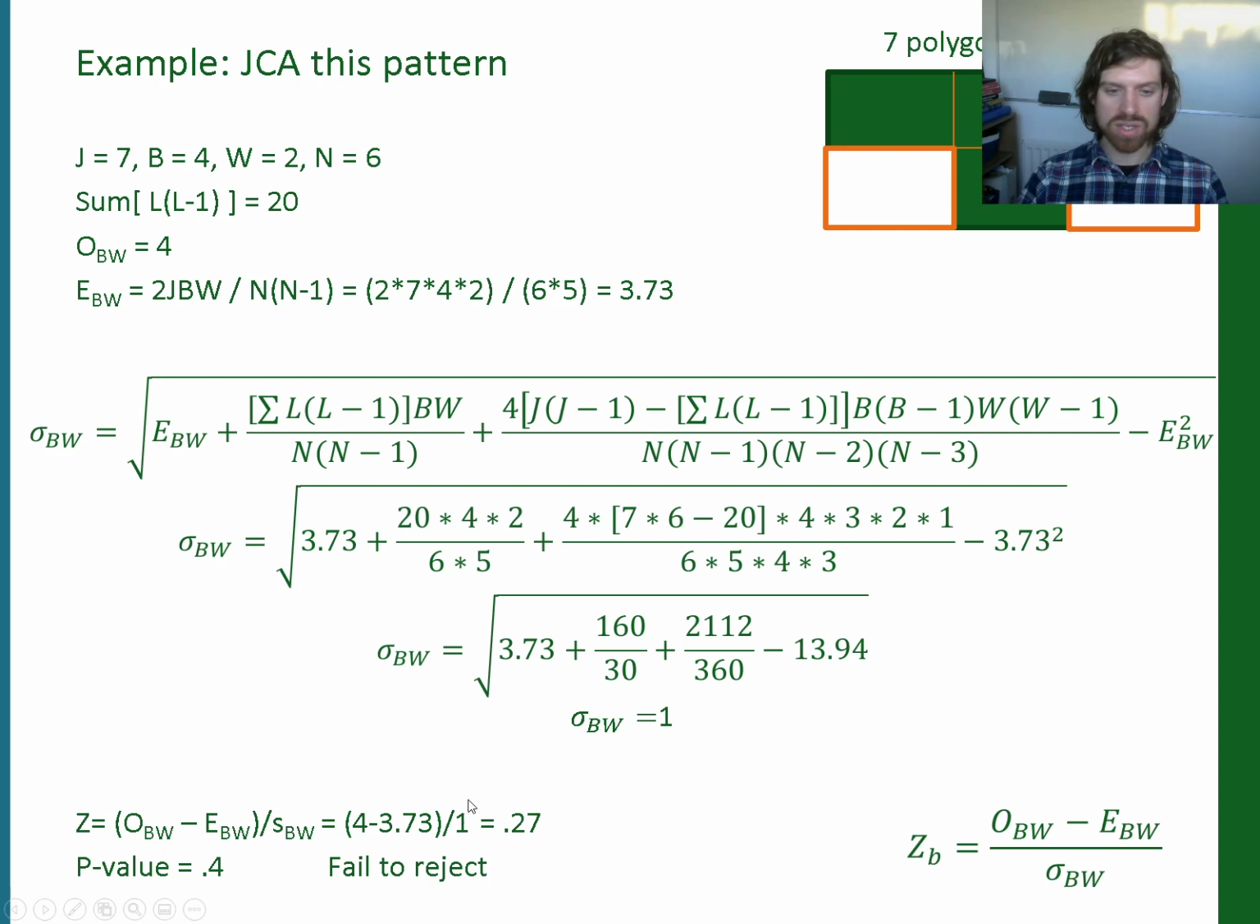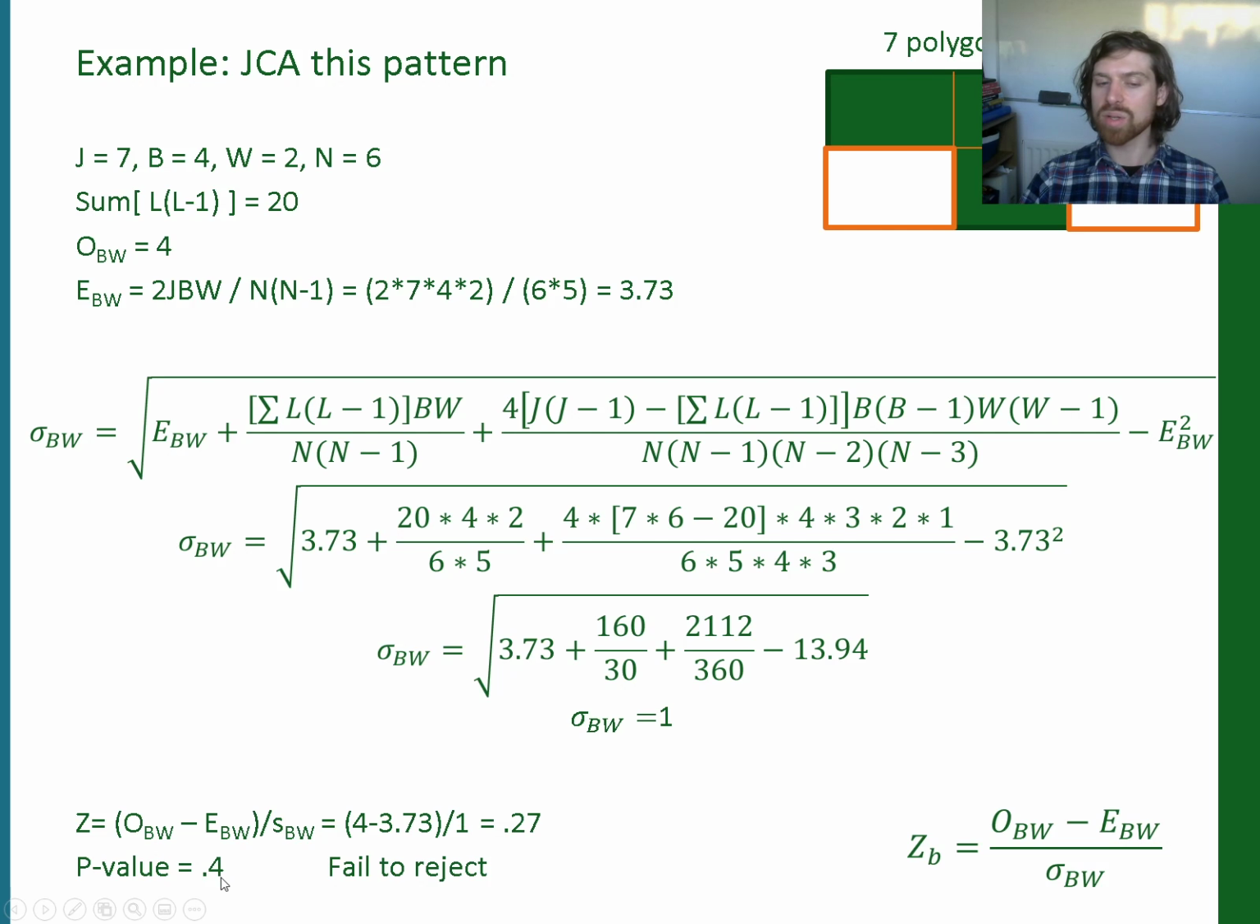And just down here, what we try to do is calculate the z statistic. So we need the OBW minus the EBW, divided by the standard error. Well, we have 4 here for the observed black and white joins. We have the expected black and white joins, which is 3.73, which we calculated using this statistic just here. And then when we run through that with the standard error of the joins, what we get is 0.27. So it's quite a small value, which in terms of the p-value is only 0.4.